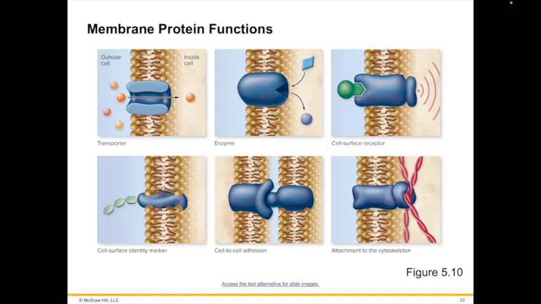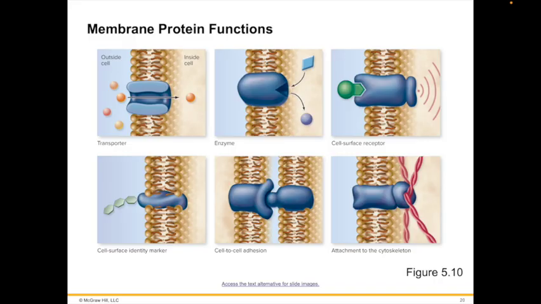Cell surface identity markers. Membranes carry cell surface markers that identify them to other cells. Most cell types carry their own ID tags, specific combinations of cell surface proteins and protein complexes such as glycoproteins that are characteristic of that cell type. Cell-to-cell adhesion proteins. Cells use specific proteins to glue themselves to one another. Some act by forming temporary interactions, and others form a more permanent bond. Attachment to the cytoskeleton. Surface proteins that interact with other cells are often anchored to the cytoskeleton by linking proteins.